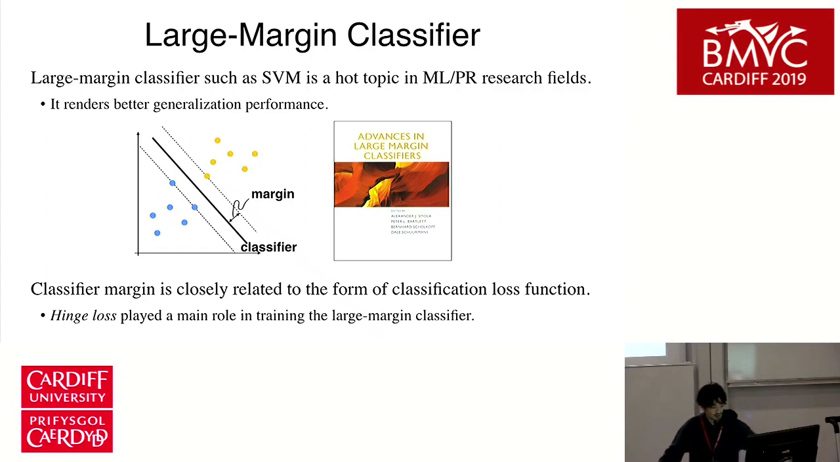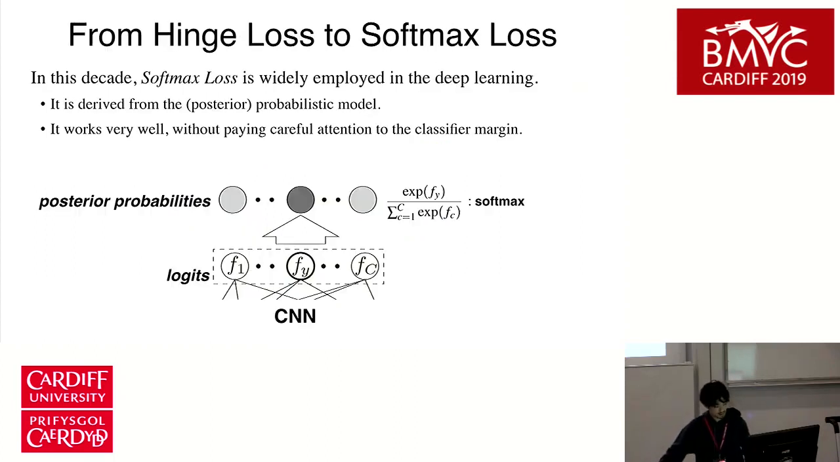The classifier margin is also related to the classifier loss, and in the SVM, the hinge loss was employed to train the large margin classifiers. Then, in this decade of the deep learning era, instead of the hinge loss, the Softmax cross-entropy loss is widely employed to train deep neural networks. It is derived from the posterior probabilistic model.